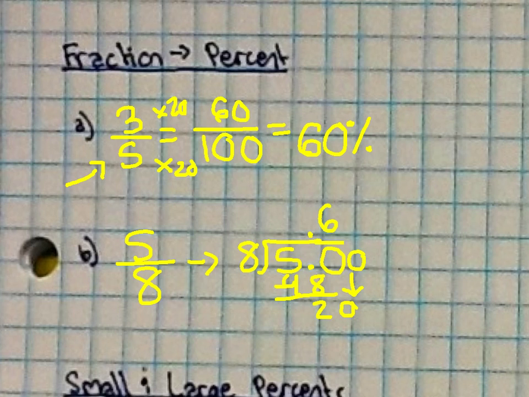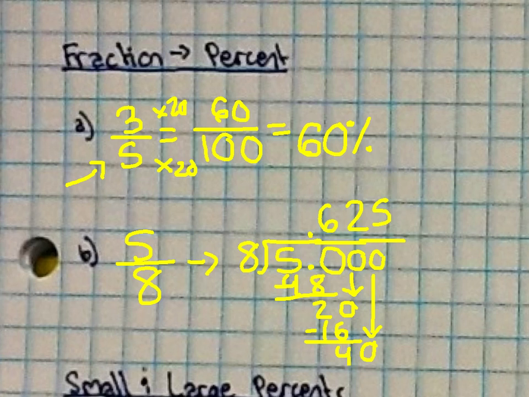Bring down another 0. 8 goes into 20 twice. 2 times 8 is 16. Subtract. Bring down another 0. You keep going until you have no remainder left, or if you see a pattern. 8 goes into 40 five times. So here, 5/8 is equal to 0.625.